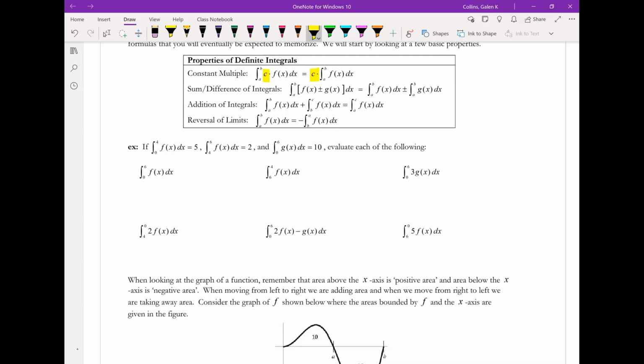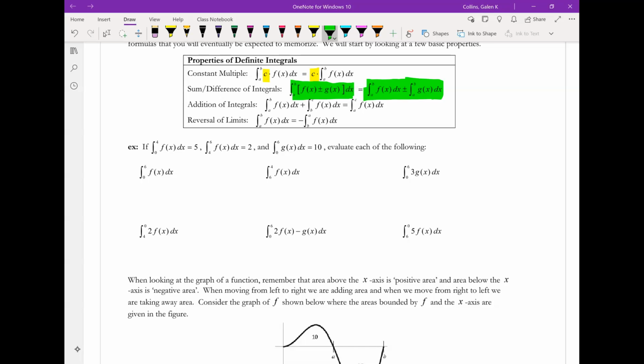The sum or difference of integrals, we hinted at this in section 5.1. If you have two functions inside of an integral, you could break those up and integrate one and then add or subtract the other. And that, again, works if your limits of integration are the same.